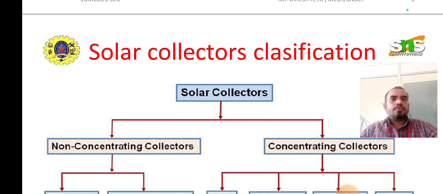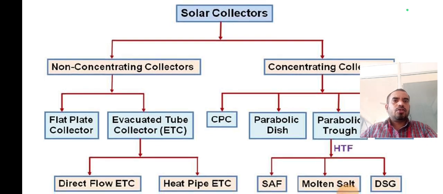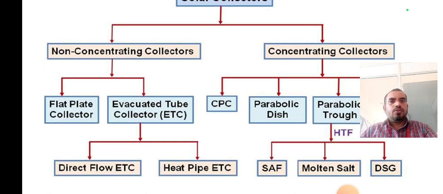Now, non-concentrating collectors are further classified into two types: flat plate collectors and evacuated tube collectors. The evacuated tube collectors are again classified into direct flow evacuated tube collectors and heat pipe evacuated tube collectors. So these are the classifications of non-concentrating collectors.